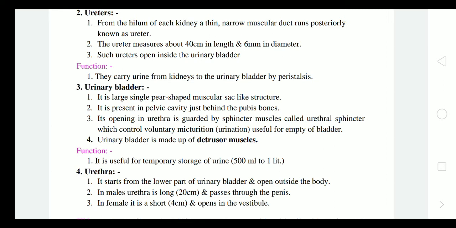Such ureters open inside the urinary bladder. That is their function: they carry urine from kidney to the urinary bladder by peristalsis. Peristalsis is the contraction-relaxation movement of the tube by which material present inside the tube moves forward.